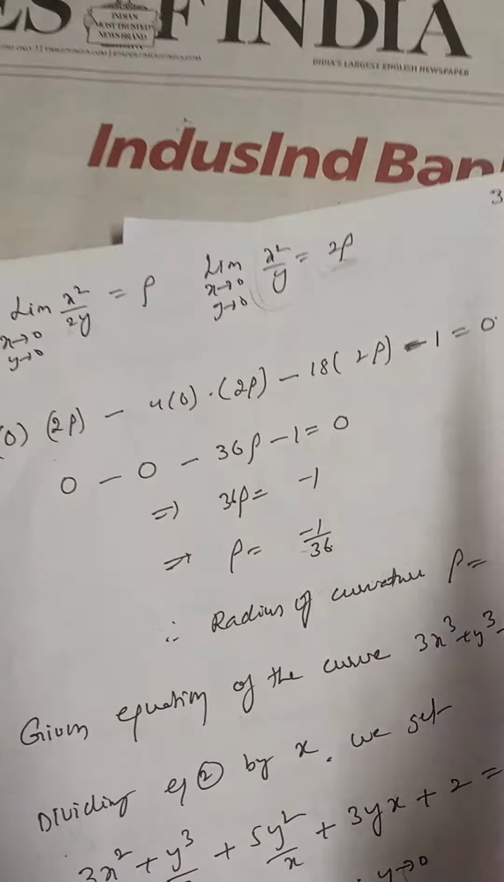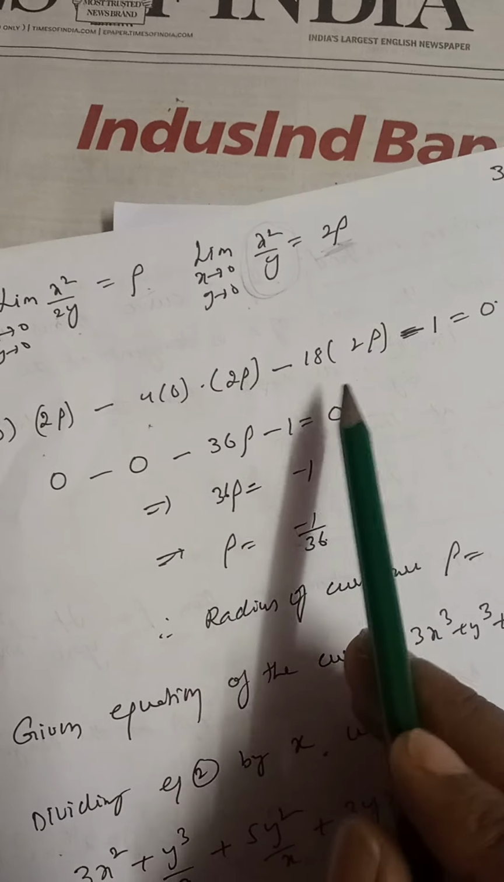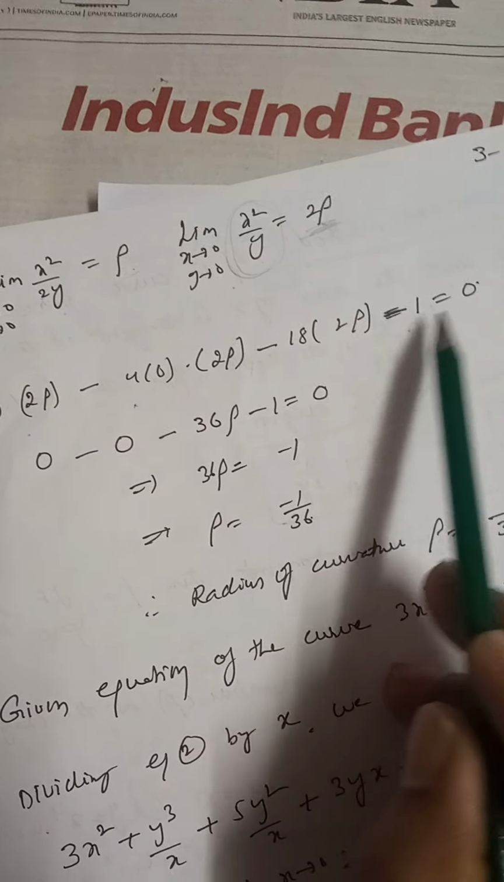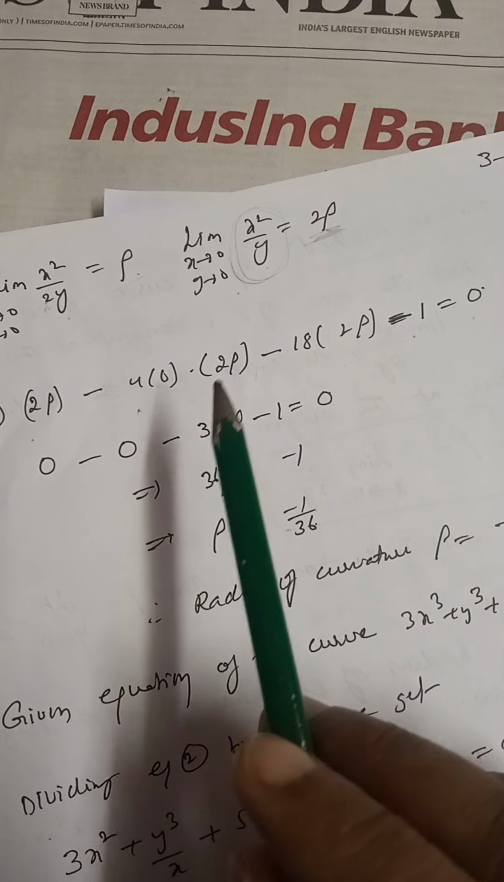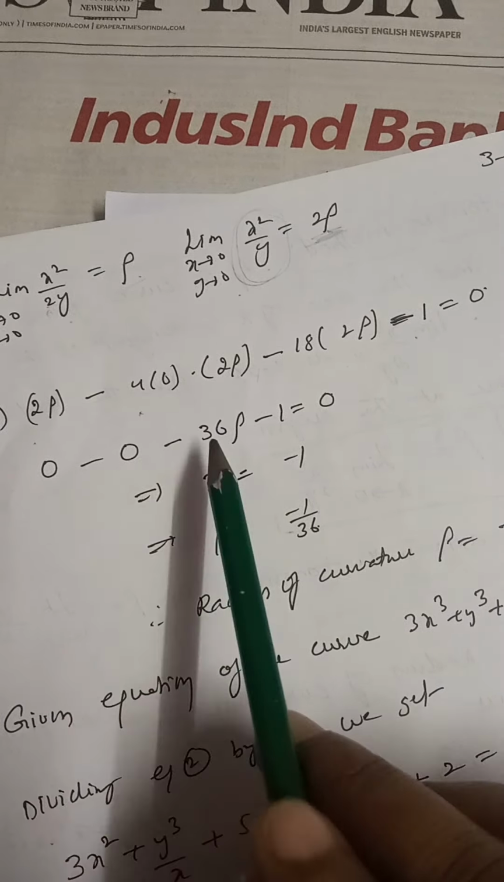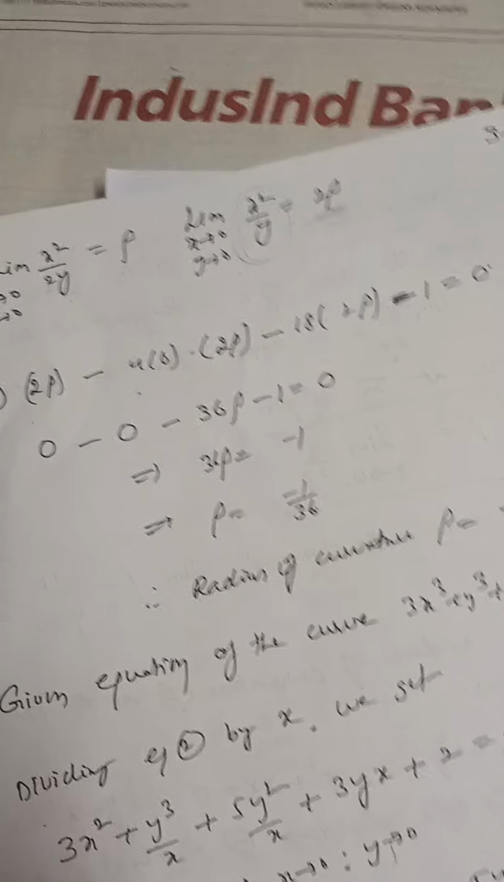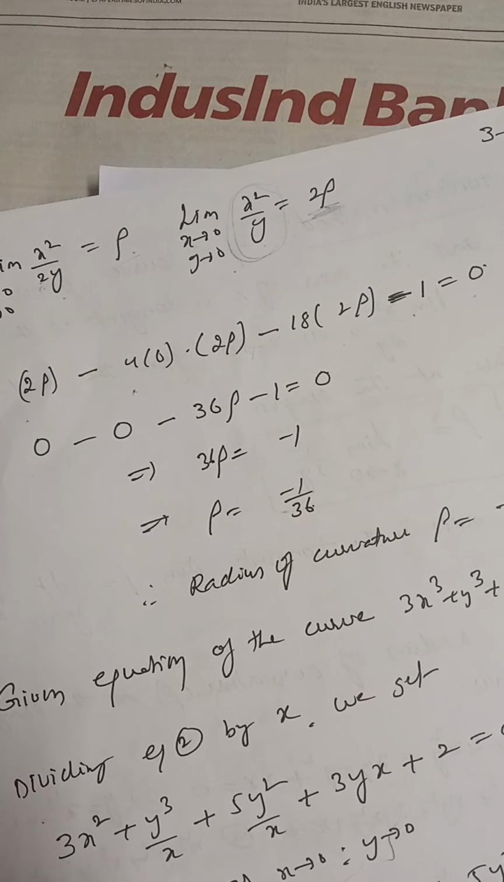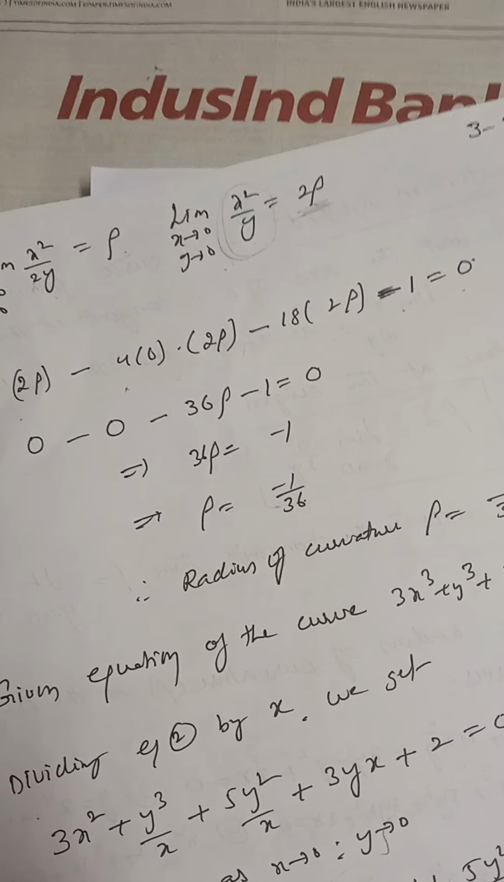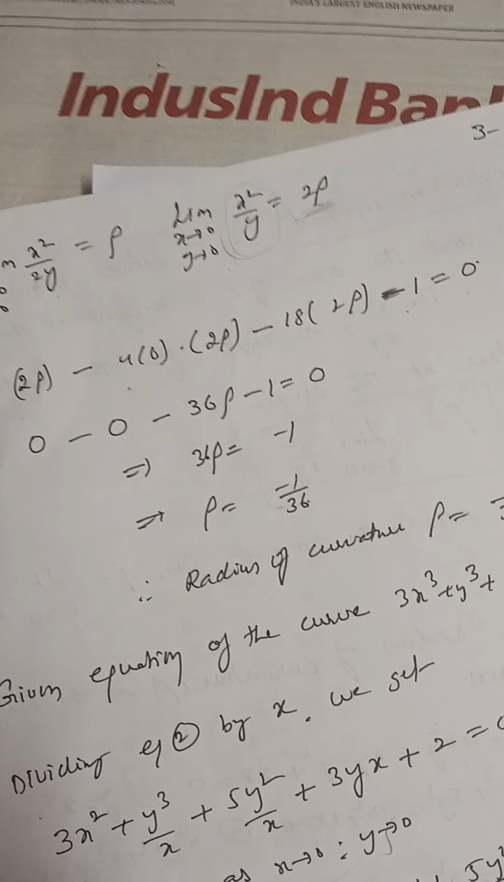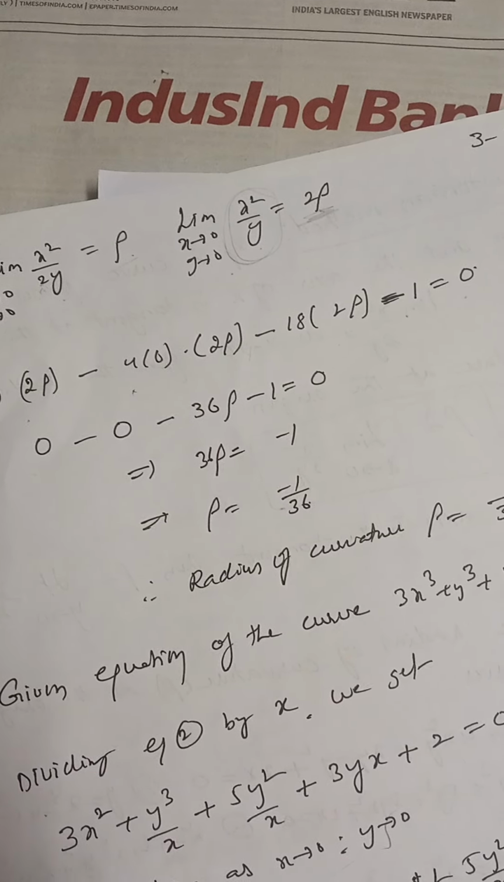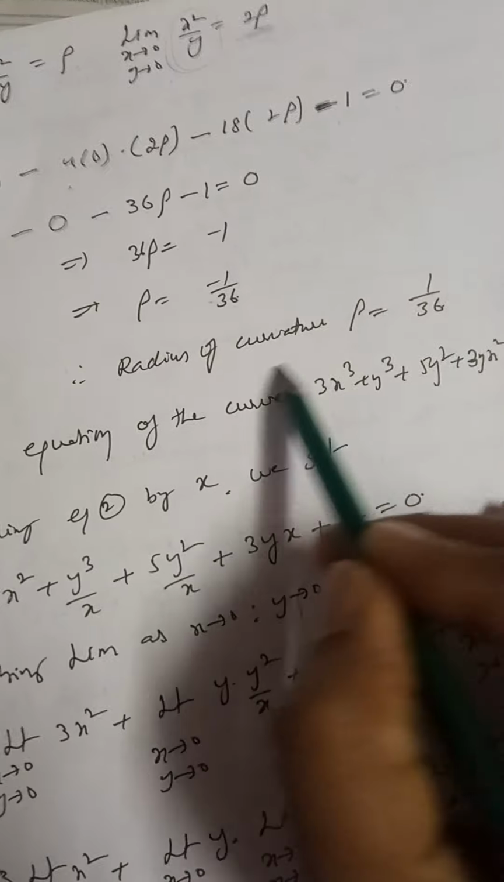Now see here, simplification: 0 into 2 rho, 4 into 0 into 2 rho, minus 18 into 2 rho, minus 1 is equal to 0. We are applying the limit as x tends to 0, y tends to 0, right? 0 minus, here 18 2s are 36 rho, minus 1 is equal to 0. Transpose the minus 1 to the right hand side, 36 rho is equal to 1. Rho is equal to 1 by 36. Radius of curvature, rho is equal to 1 by 36.